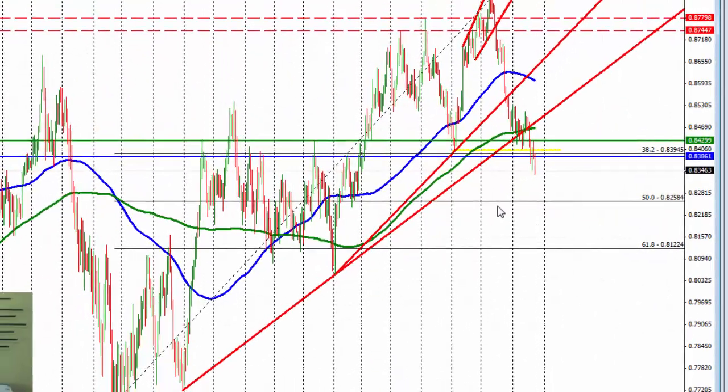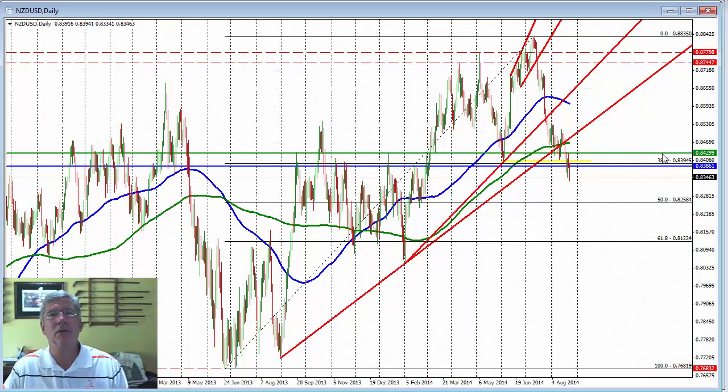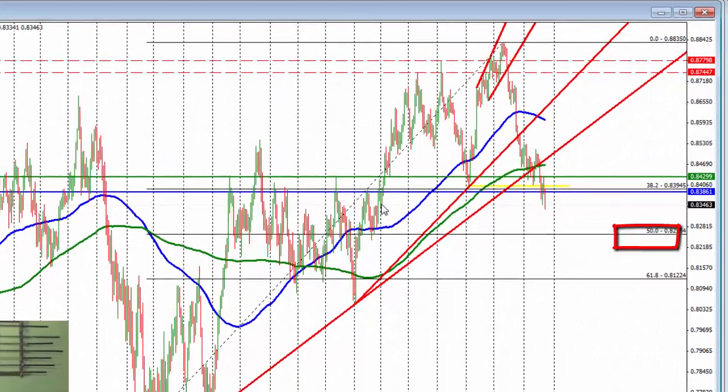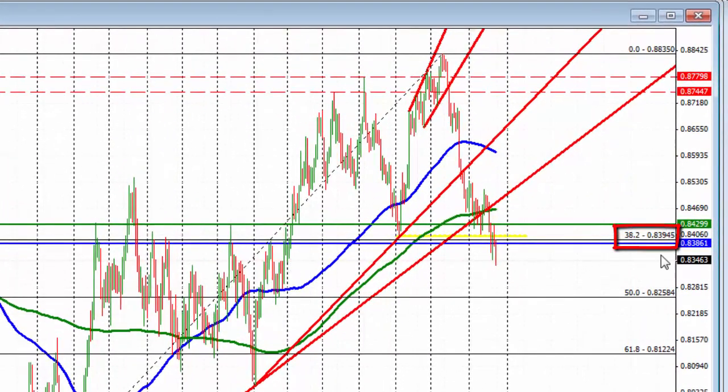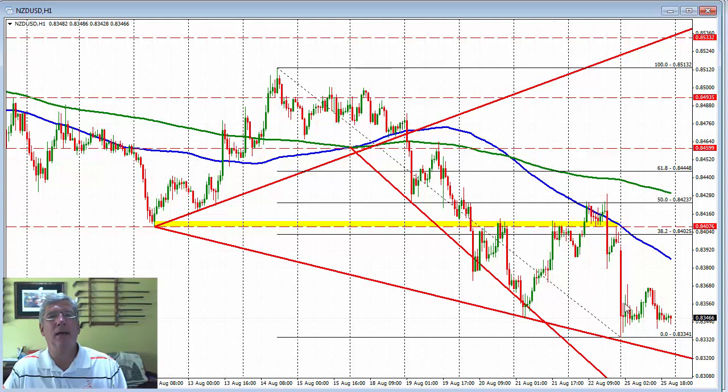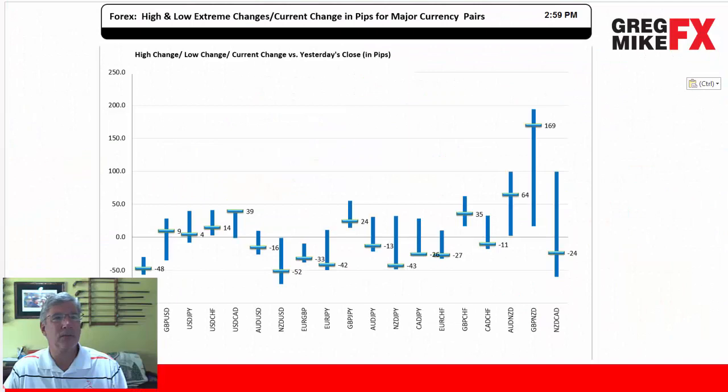Finally, the New Zealand versus U.S. dollar fell below the 38.2% retracement at the 83.94 level, where I told this story about why the New Zealand dollar is weaker and the weakest currency today. We did move to new low levels going back to March here, and below the 38.2. Stay below the 83.94 level, and the bears remain in control. Let's take a look at the hourly chart, and the 100-hour moving average coming into play here at the 83.87 level as well. So that takes a look at some of the major currency pairs.